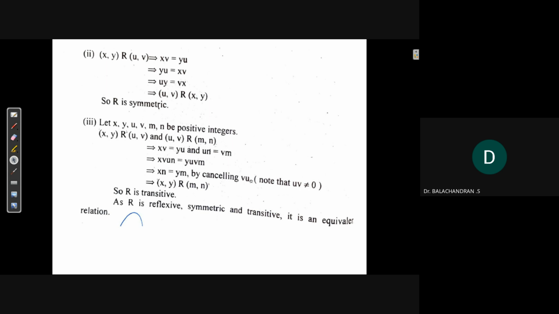Then we are cancelling uv on both sides. After cancelling uv, what will you get? xn is equal to ym. So now what we need to prove is that (x, y) is related to (m, n).